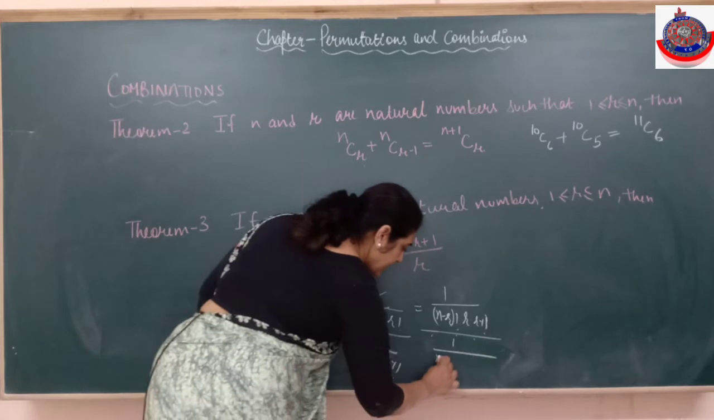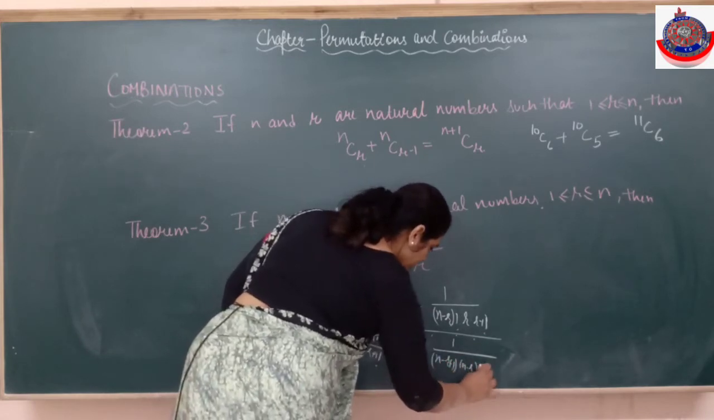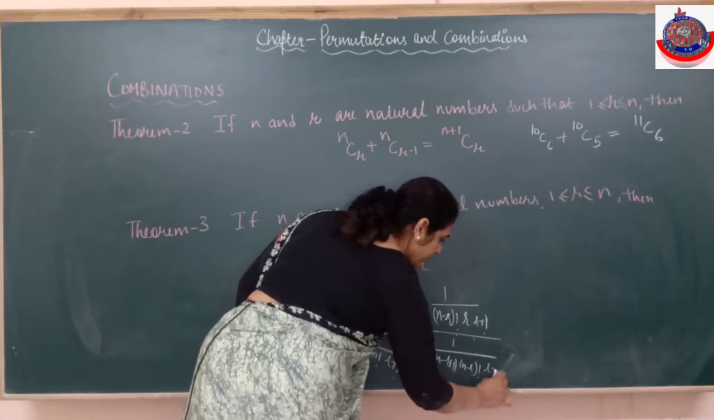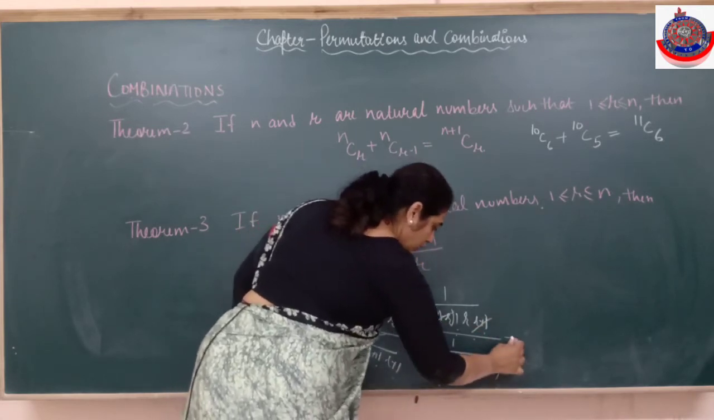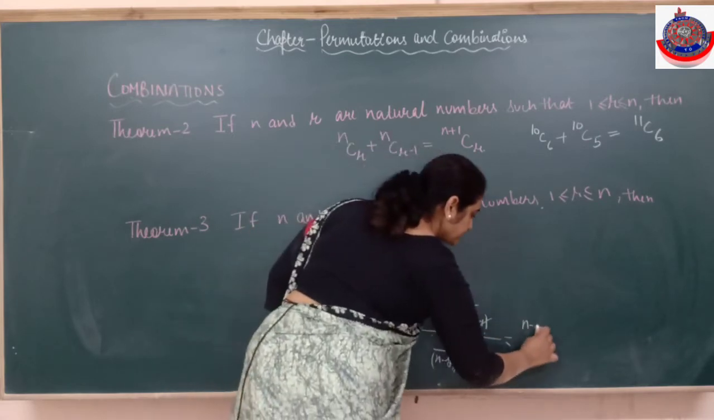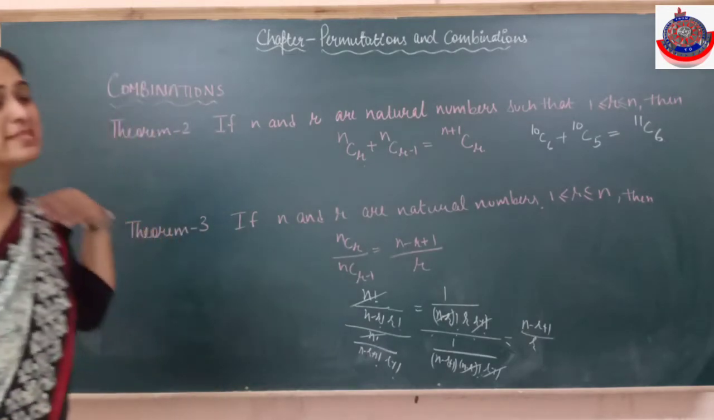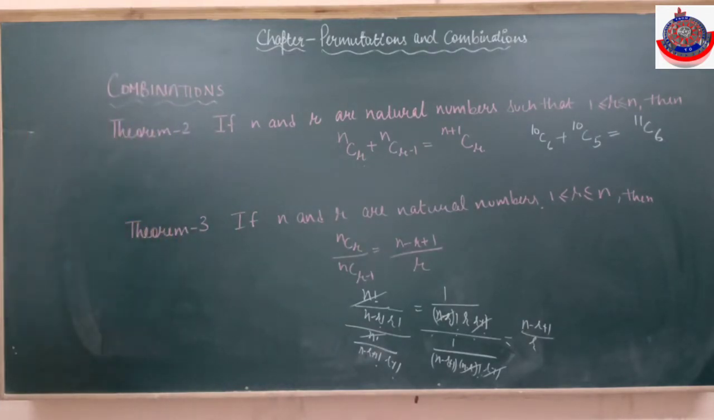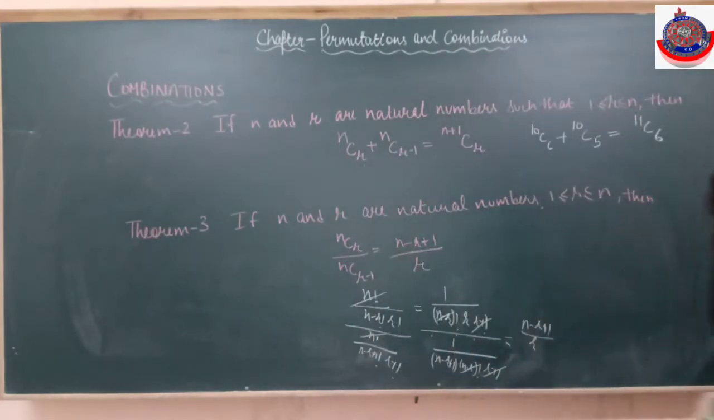I'll open this: n minus r plus 1 into n minus r factorial into r minus 1 factorial. This is cancelled, this is cancelled, this is cancelled. This will go up. Only thing is, if you remember, it becomes a little easier. Nothing else. Alright, nothing else is there. So these two results make the questions a little faster.